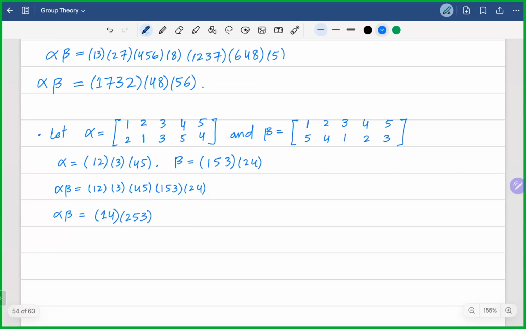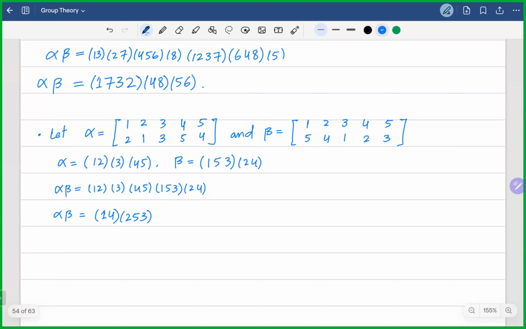Okay. Now one can convert alpha beta back to array form without converting each cycle of alpha beta into array form by simply observing that 1, 4 means 1 goes to 4 and 4 goes to 1. So these are closed cycles. That's why I've been repeatedly completing these cycles.